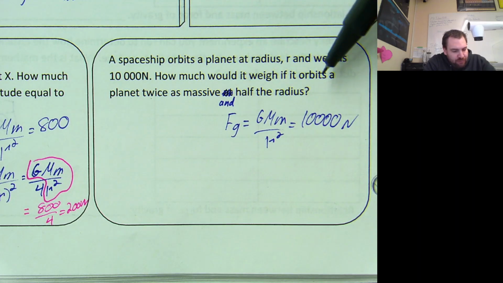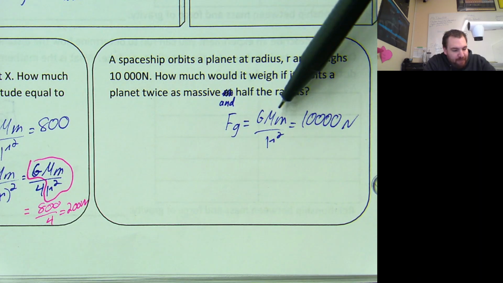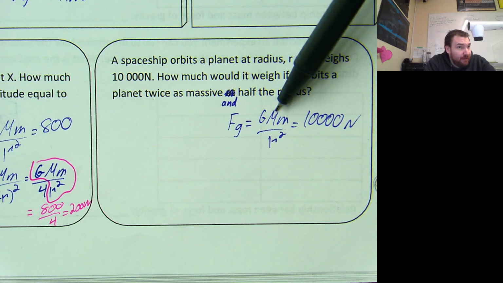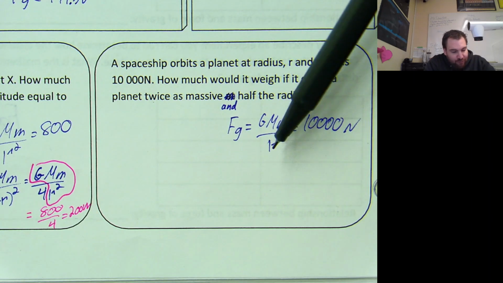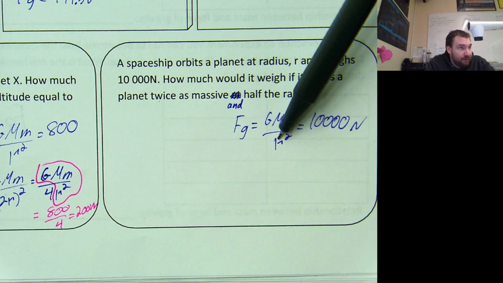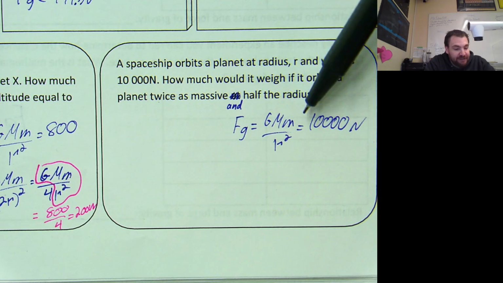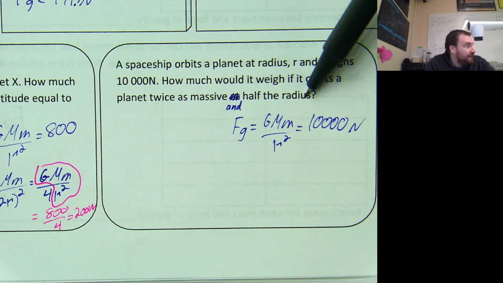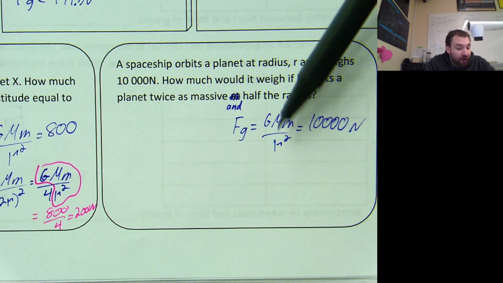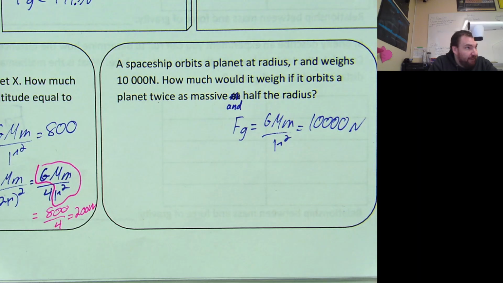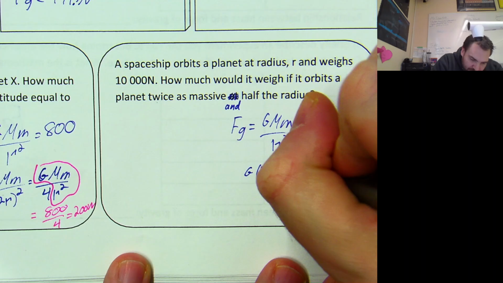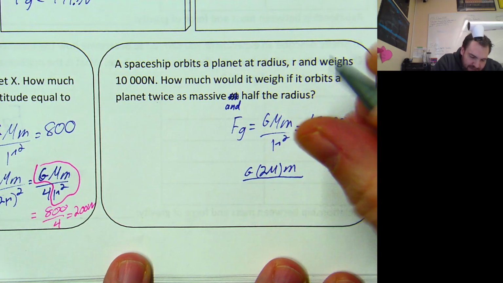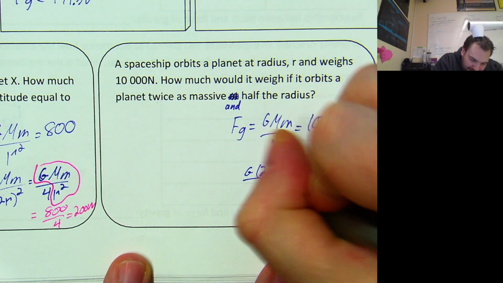So what we're going to do is take big M and replace it with 2M. Thank you, someone said that. Thank you, Jasmine. And we're going to take the radius and replace it with half the radius. Instead of r, I'm going to put 0.5 r. Okay? So this is going to become G times 2M times little m over 0.5 r in brackets squared.